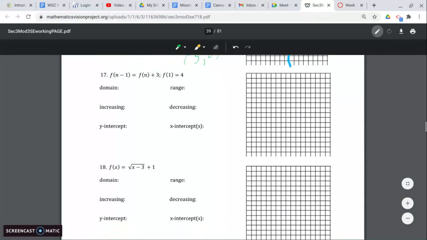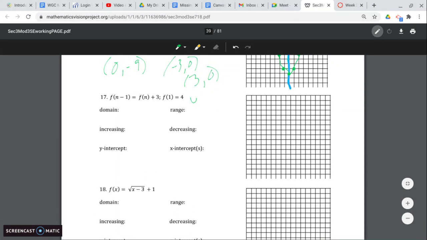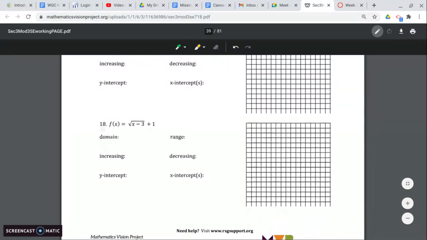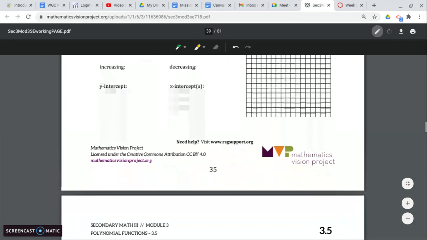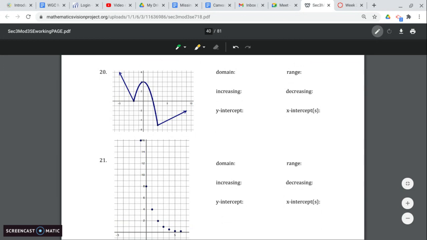All right, this next one is a linear equation. If we wrote this as a y equals, so it'd look a little more common for you, it'd be y equals 3x plus 1. So you'll start at 1 on the y-axis, you'll go up 3 and over 1 each time. For 18 and 19, plug in values and solve. All right, and the last two, you're given graphs and you want to identify the features.